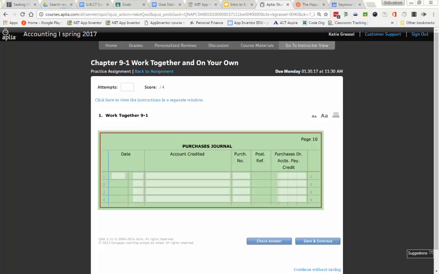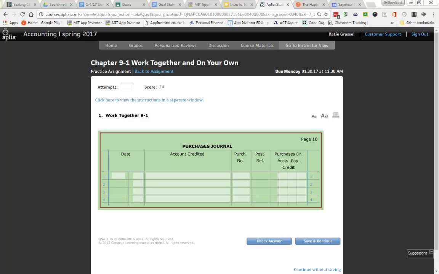So if I turn around and I buy this stapler from Home Depot, not Home Depot, Office Depot, that makes more sense, and I'm buying it on account, that means I am going to pay my accounts payable later, and I am getting merchandise now. So I'm going to debit my purchases account, and I am going to credit my accounts payable account because I owe them money.